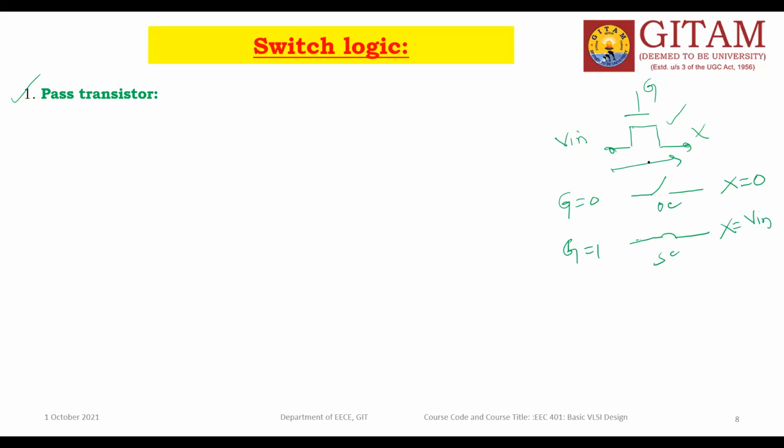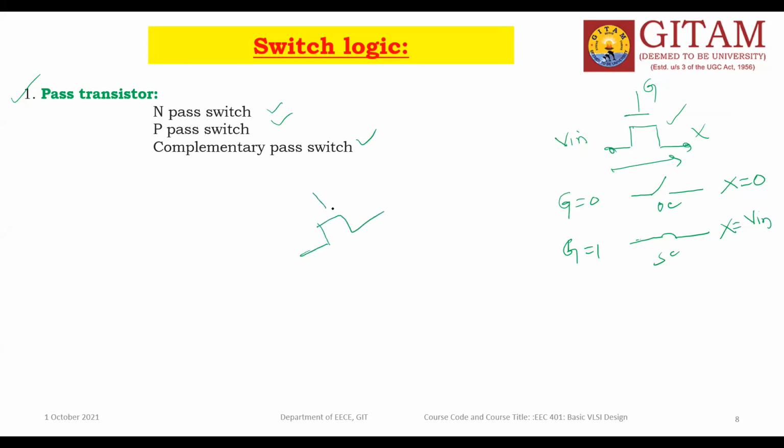Okay, so among the pass transistors we have NMOS pass transistors, PMOS pass transistors, and CMOS pass transistors, the complementary pass switch. N pass switch, P pass switch, and complementary pass switch. We have 3 switches. Of course, this is an N pass switch. If you want a P pass switch, then you can take it like this. This is my PMOS transistor. This is the gate, this is V in, the input voltage, and X is the output node. As you know the PMOS operation, when the gate is 0, the switch is closed.